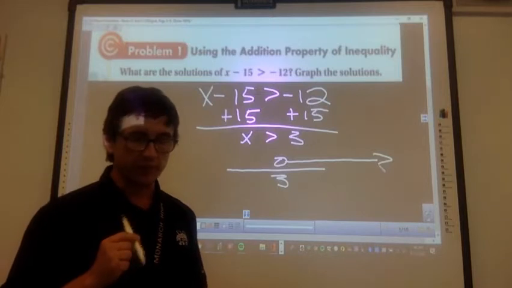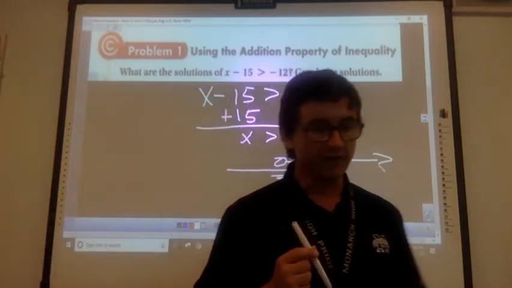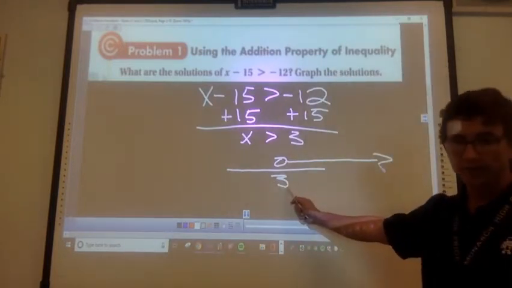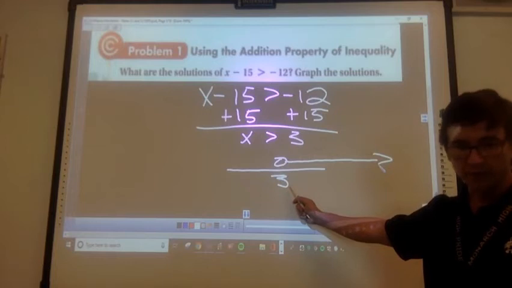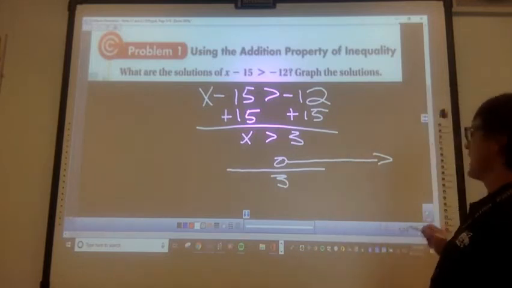There's a specific math word I'm looking for. How many numbers? Infinite. Yes, good. Because I could have 3.1001, 3.10001, so you can get to infinite solutions, like so.